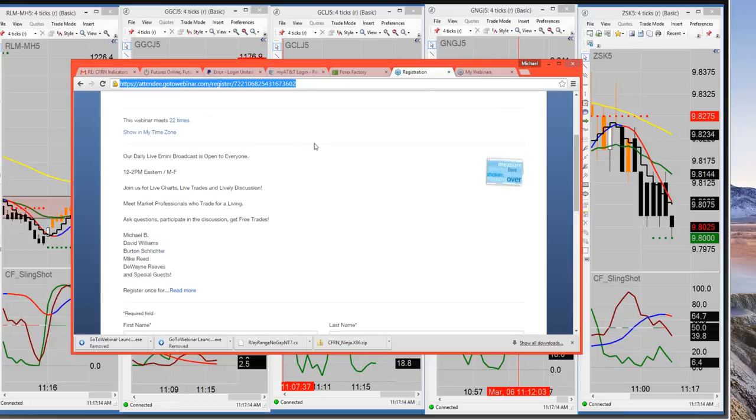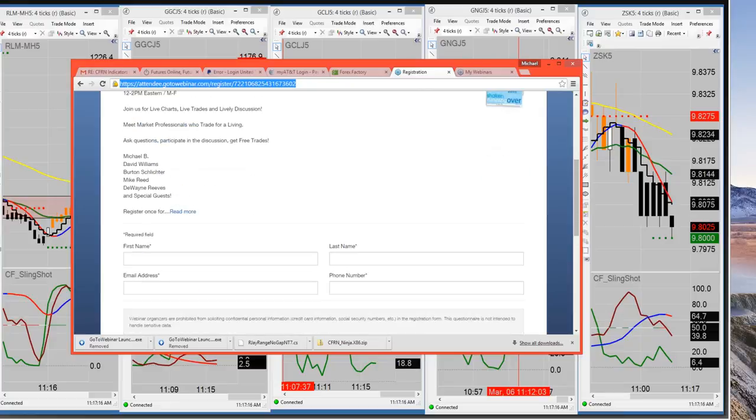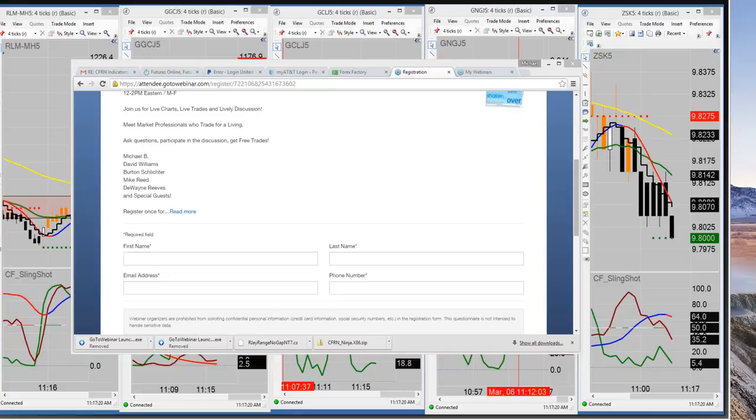Once you fill out this little form, you'll be sent a link to get into the next session prior to the next session every business day for the rest of the month of March.